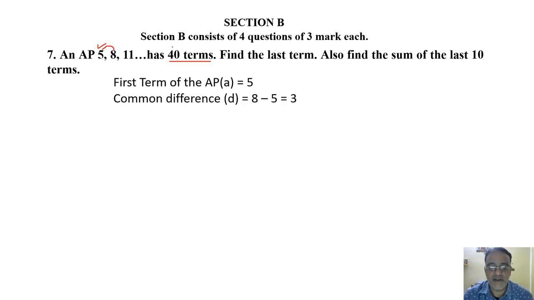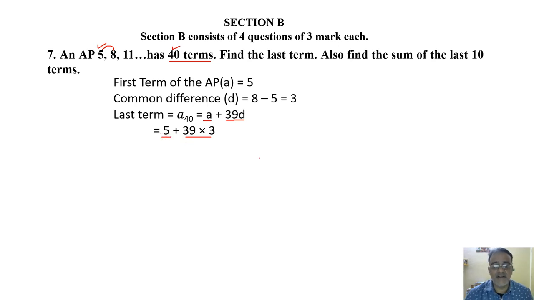Now, what is A40? How will you write A40? A plus 39D. Very good. A plus 39D. So, 5 plus 39 into 3. So, 39 into 3 plus 5. Ye ho jayega 117 plus 5, 122. Right? So, this is the first answer. Find the last term. Now, we need to find the sum of the last 10 terms.